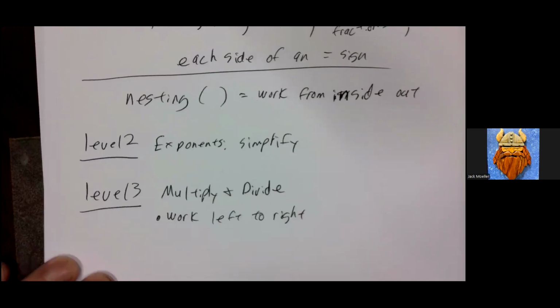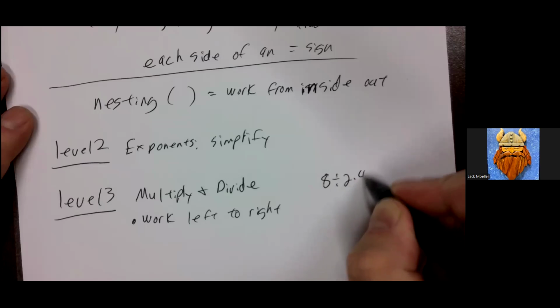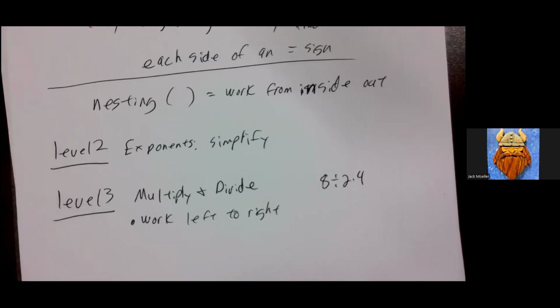So a good quick example of this. If I have 8 divided by 2 times 4, and before I had this discussion, I'd probably get at least half my class to say that this answer would be 1. They would look at that and say, well, you have to always multiply before you divide. So 2 times 4 is 8, and then 8 divided by 8 is 1. That's incorrect because in this problem, the division is to the left of the multiplication.